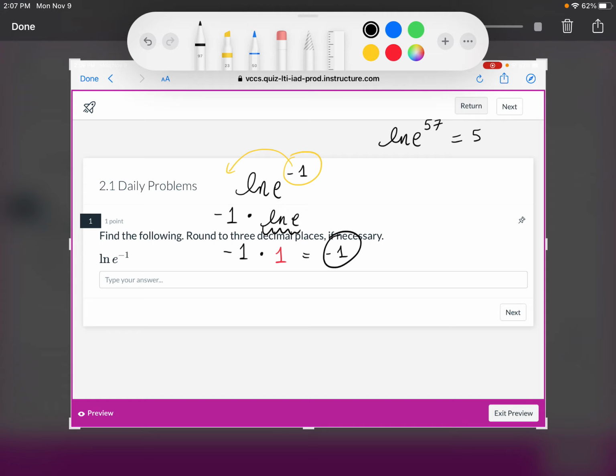If you have something like the natural log of e to the 57th power, guess what the answer is? 57. If you have the natural log of e to the -48th power, that's just going to be -48, because we bring these powers down in front, and the natural log of e is just 1.